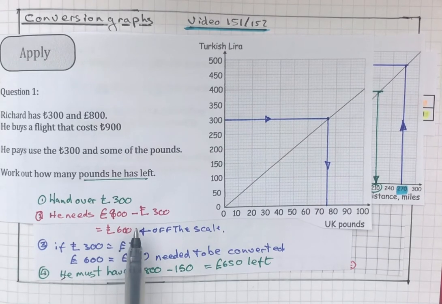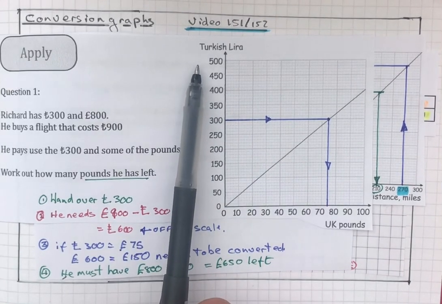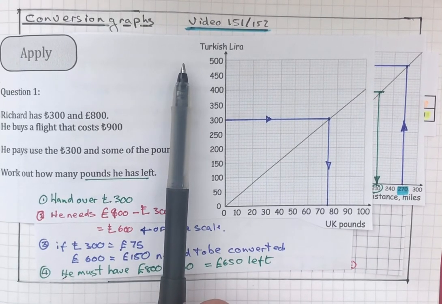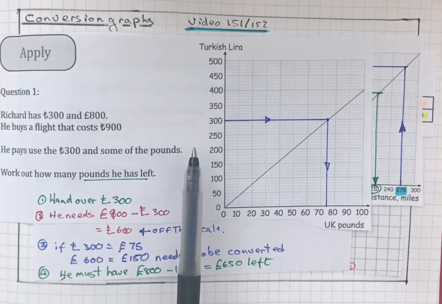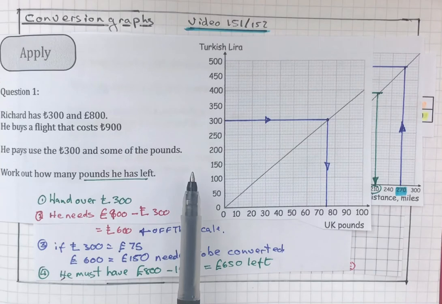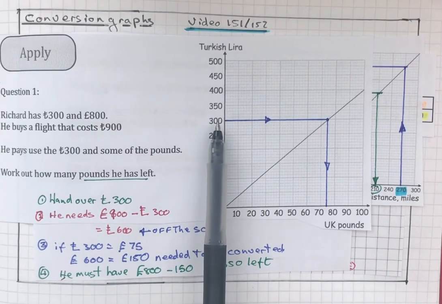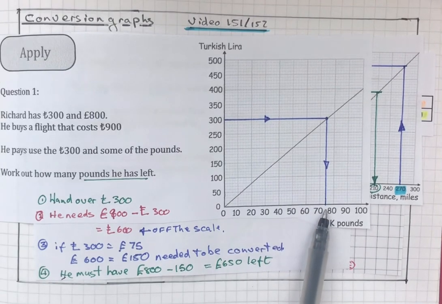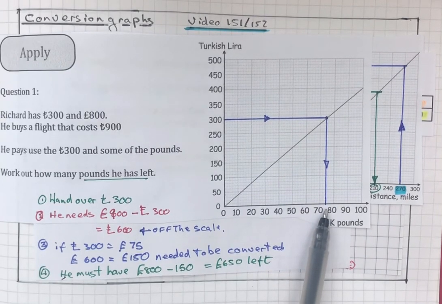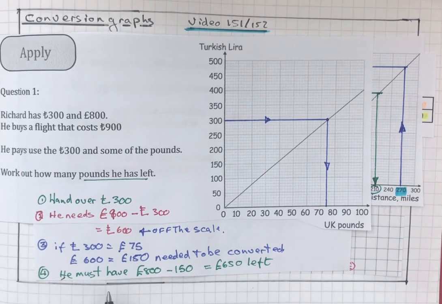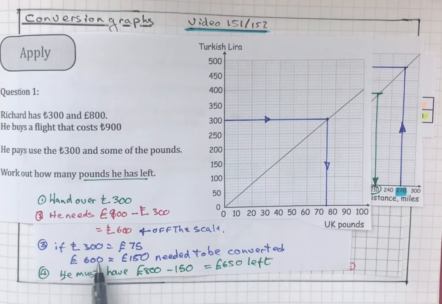Oh, that's going to be simple. I'll go to the graph and, my graph only goes up to 500. What do I do? Well, I look for another number that's helpful to me. I need 600 Turkish lira, but I've got 300. If I go along from 300 and down, I find that 300 Turkish lira is the same as £75. If 300 Turkish lira is £75, then 600 Turkish lira will be twice as much, £150.